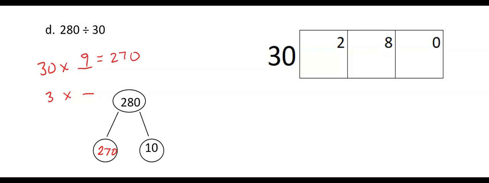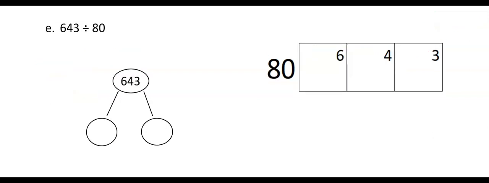Now when I go to my division, I'm asking how many groups of 30 I can get out of 2. Well, I can't get any out of 2, so I move that over. How many can I get out of 28? Well, I can't get any out of 28, so I move that over. How many groups of 30 can I get out of 280? Well, we already showed that it took 9 groups of 30 to get to 270. So I have 9 groups. I subtract that amount, 270. That leaves me with 10 as my remainder.